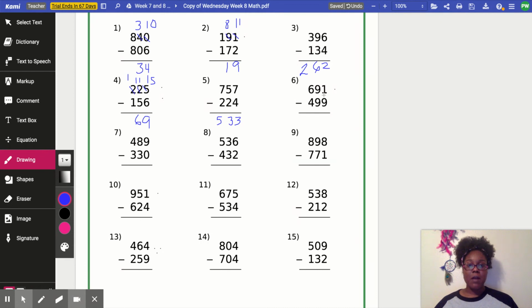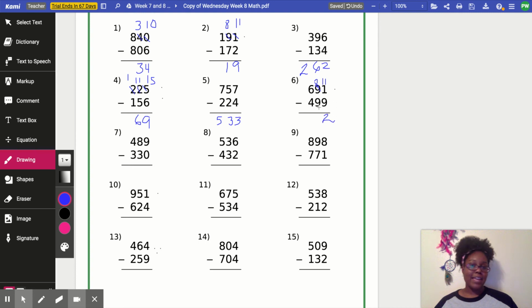Number 6. I look at this problem. I start in my ones place always with subtraction and addition, even multiplication. You start in your ones place. So I don't have enough. I have 1 and I'm trying to take away 9. I can't do that. So I've got to go next door, get 10 more. That's an 8. And this is now 11. 11 take away 9 is 2.